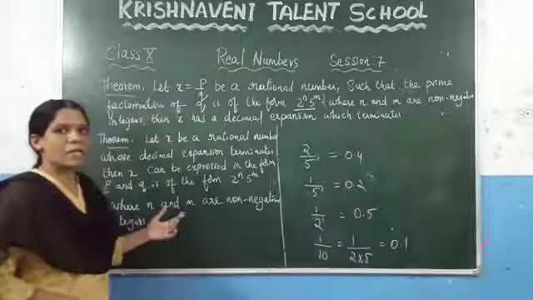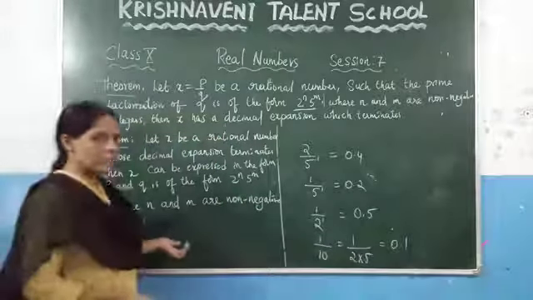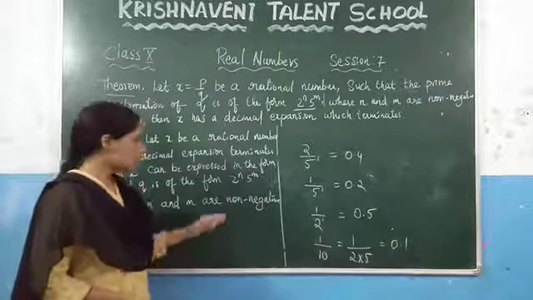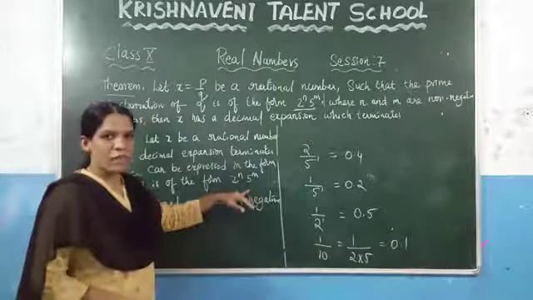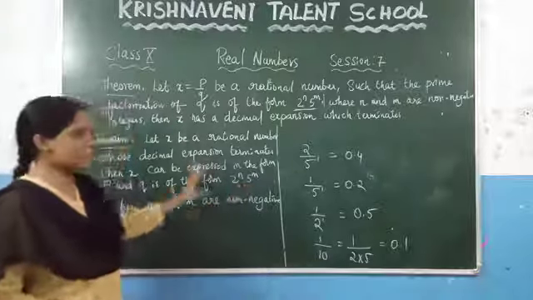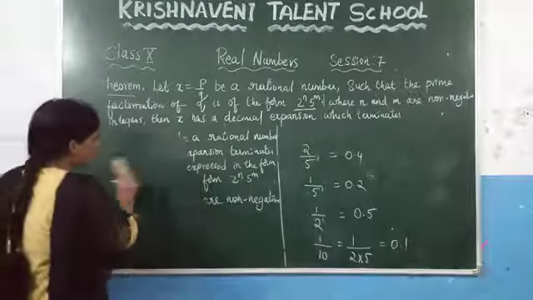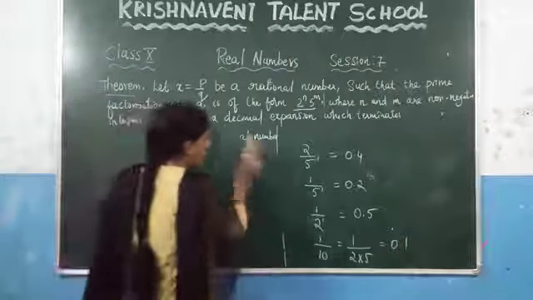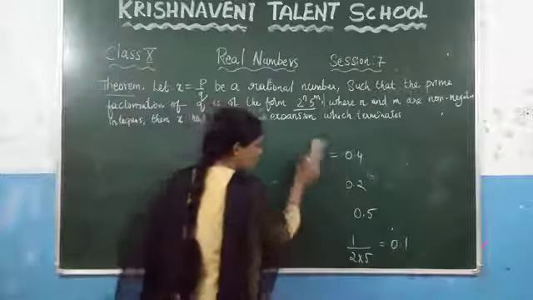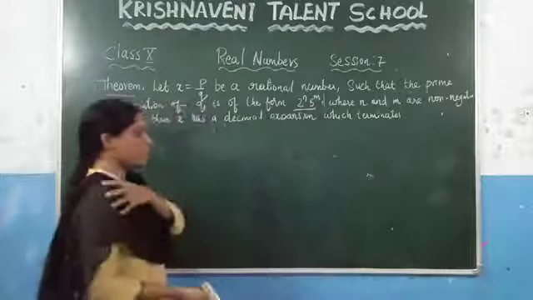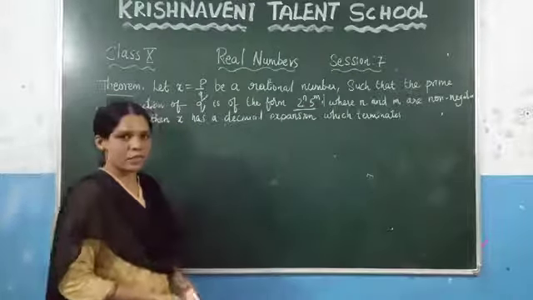So here, by seeing the number itself, we can conclude whether it is a terminating decimal or not by doing the prime factorization of the denominator. This is what the theorem says. Now, one more theorem says here, if the denominator is not of the form 2 power n and 5 power n, then we can say that it is a non-terminating decimal.